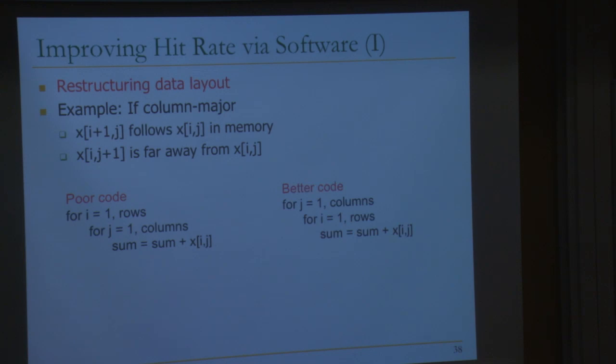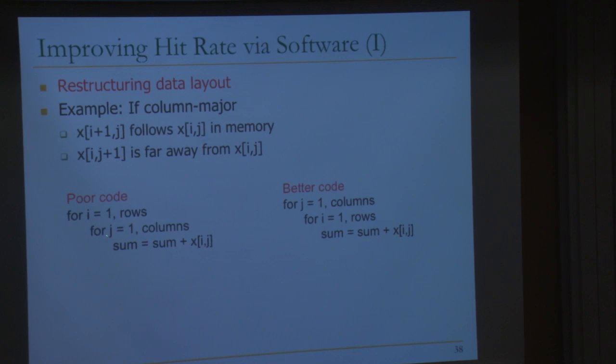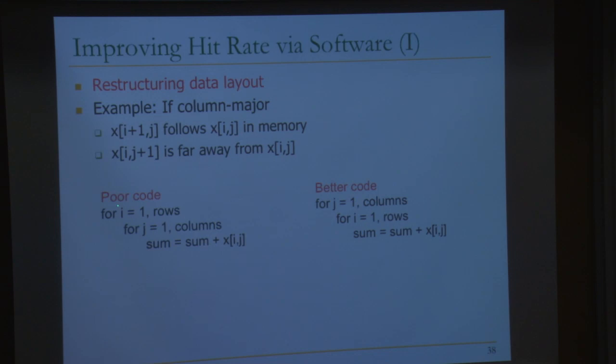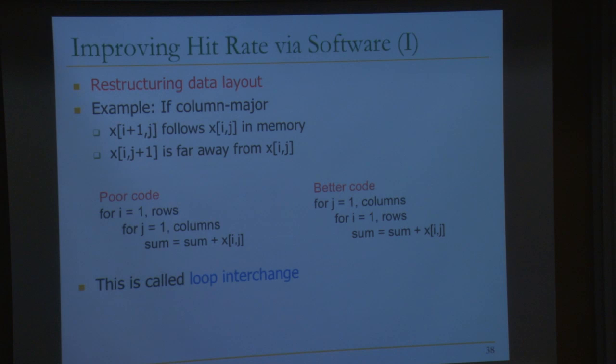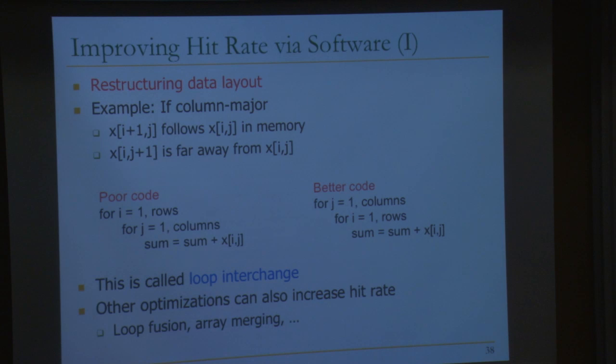So if you restructure your code such that you do the loop interchange, you go through your rows first and then columns next instead of your columns first and rows next, you get much better cache locality, much better spatial locality. And this is an optimization called loop interchange. You're really interchanging which index you traverse first in your loop. And other optimizations can also increase hit rate. I'm going through this relatively fast because this is kind of easy to understand, hopefully.